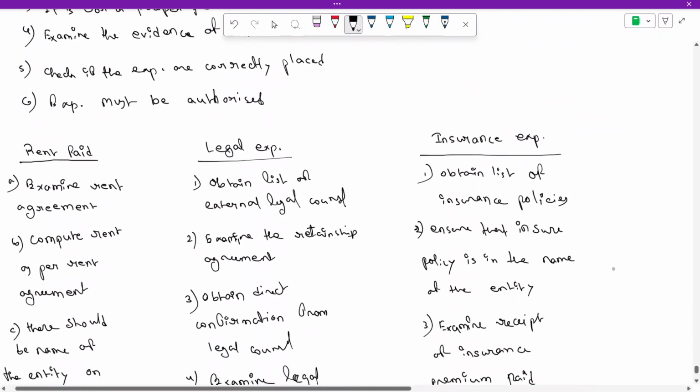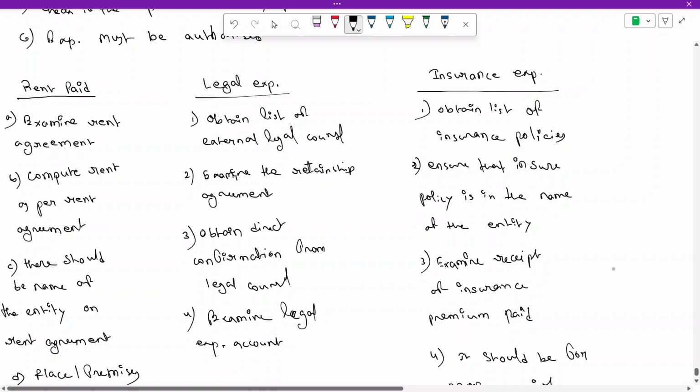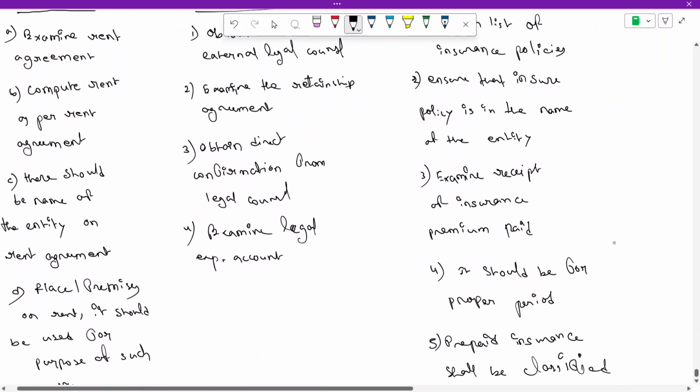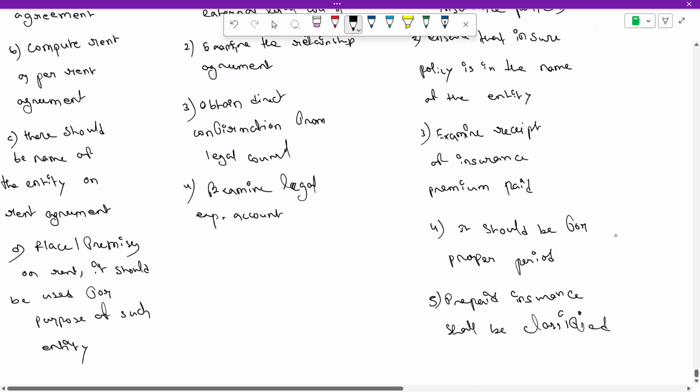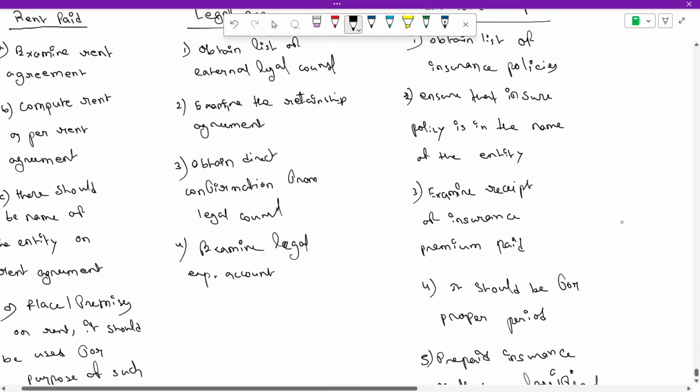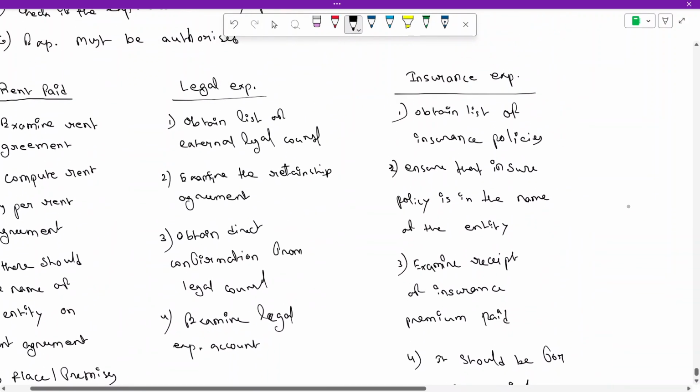Okay? Rent paid means examine the rent agreement, compute rent as per rent agreement. There should be the name of the entity on the rent agreement, and the place or premises on rent should be used for the purpose of such entity. Okay?